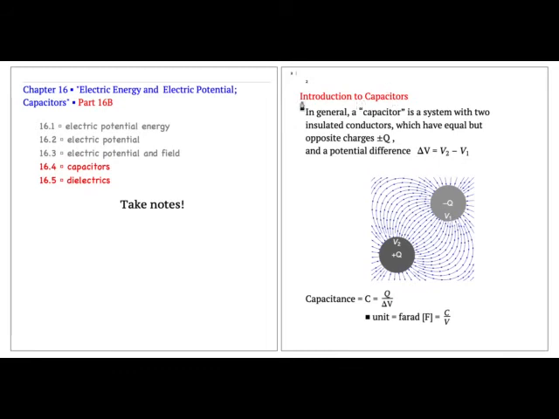So let's start with an introduction. In general, a capacitor means a system with two insulated conductors which have equal but opposite charges, say plus Q and minus Q. So for example, it could be two spheres or just two conductors of any shape. This is the general meaning of the term.